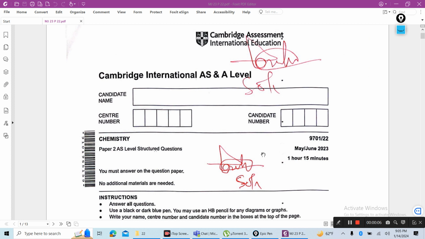Hello students, today I am going to discuss Cambridge A level May-June 2023 paper 22.